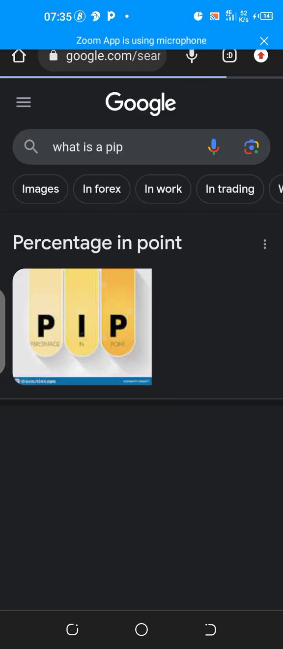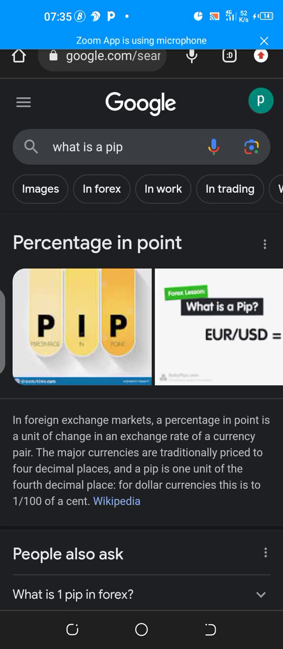As the name implies, in the foreign exchange market, a percentage in point is a unit of change in an exchange rate of a currency pair. Percentage in point, that is the full meaning of PIP. Now, it's a unit of change in the exchange rate of a currency.